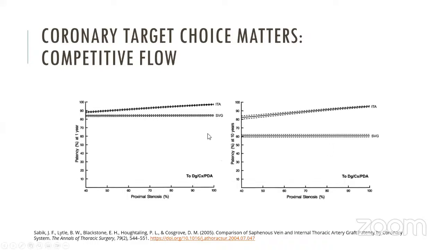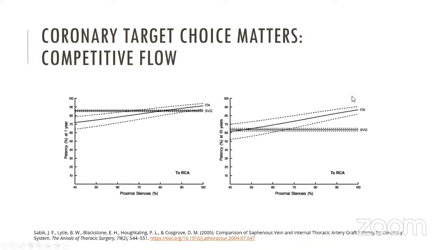Now, if you look into other arteries, when you implant the IMA to different arteries, the effect is just more dramatic depending on the degree of the stenosis. And if you look into the RCA, apparently the RCA is the worst of them all. So if you have more proximal stenosis in RCA, the worse the outcomes for the LIMA. So why is that the case?